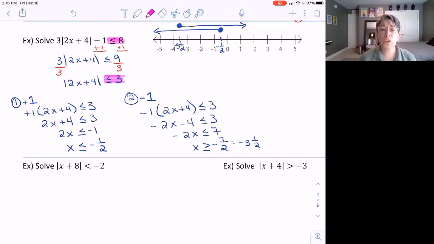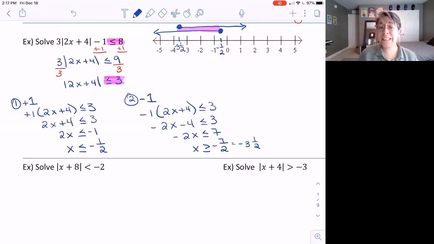So in this case, we look to see where these 2 intervals overlap. And they overlap here between the negative 3.5 and negative 1/2. So you can leave it as negative 3.5 if you want to, but recall that we have a less than or equal to. So that means we're going to use brackets to show that our endpoints are included. Negative 3.5 all the way to a negative 1/2, both endpoints are included.